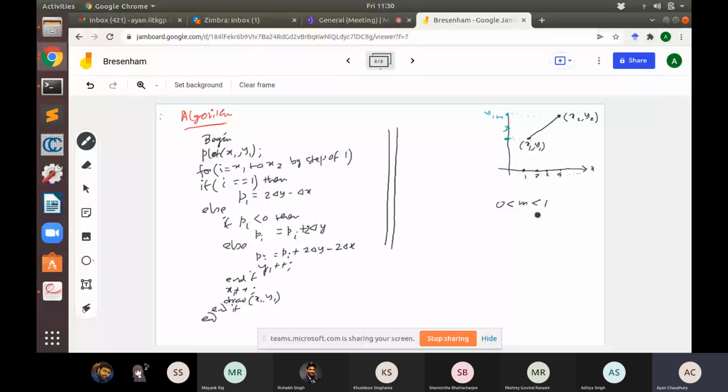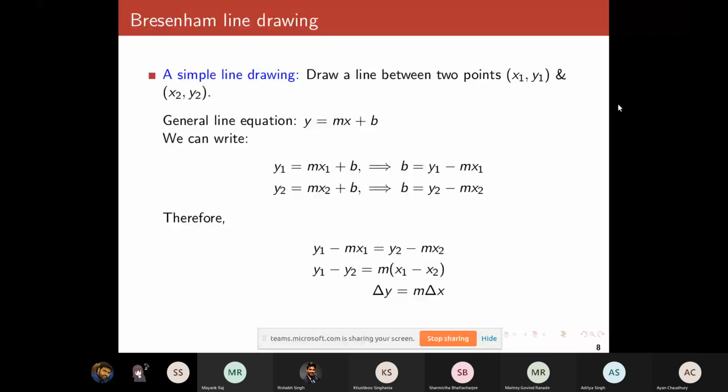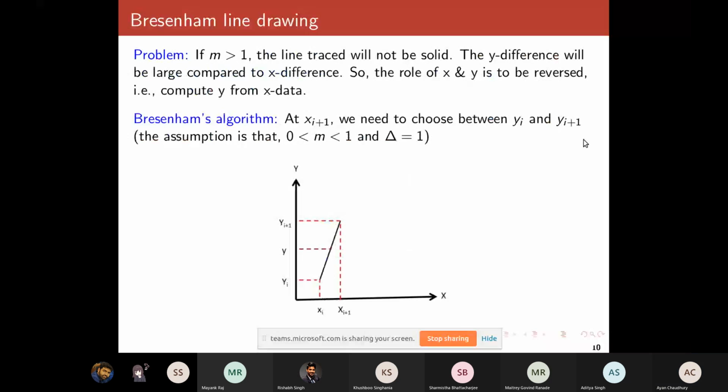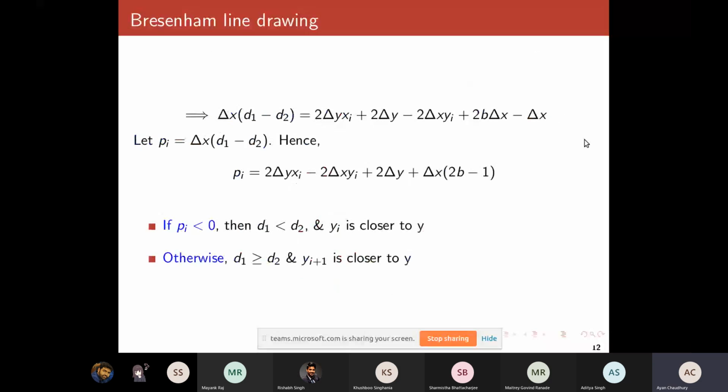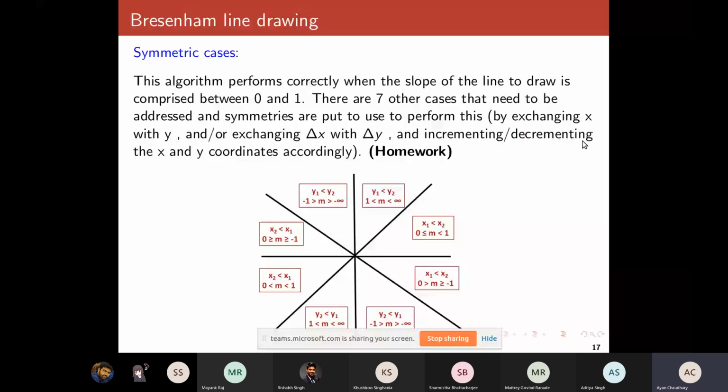between 0 and 1. Actually, there are other cases as well, and I leave it up to you. And you can also see it on the web. There are actually plenty of things to do this. So yes, basically there are other cases as well. So this is basically the symmetric case. So we are considering a line like this, between 0 to 1.